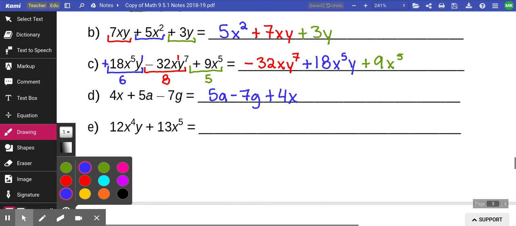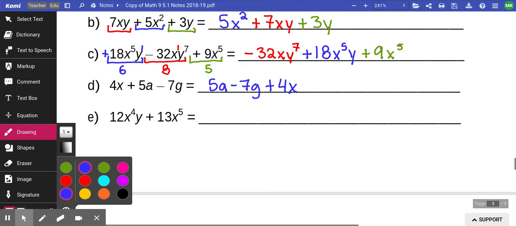For E, if I look at these things, this is degree 5. This is also degree 5. My tiebreaker is I go with whichever term has the highest exponent. The red one has an exponent of 5. The blue one has a highest exponent of 4. So I would go 13x^5 first. Then I would go plus 12x^4y. So my tiebreaker is whichever one has the highest exponent goes first.